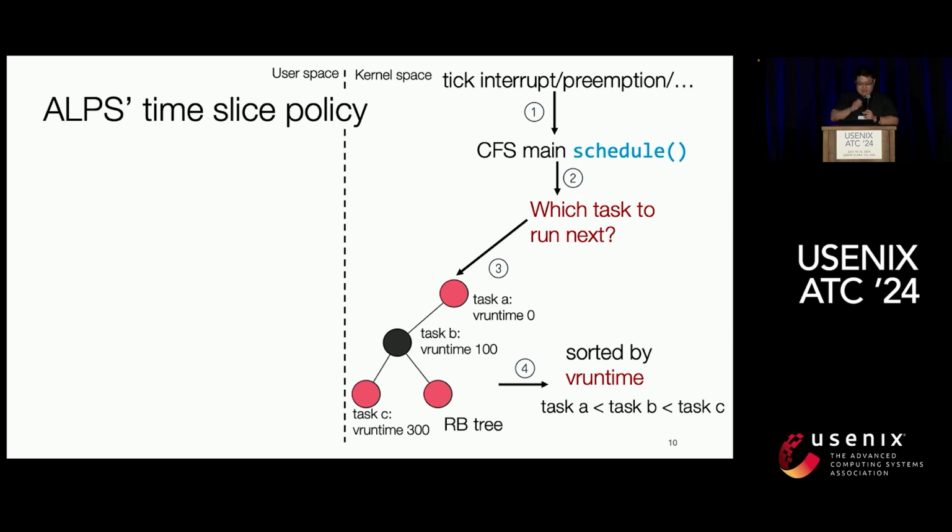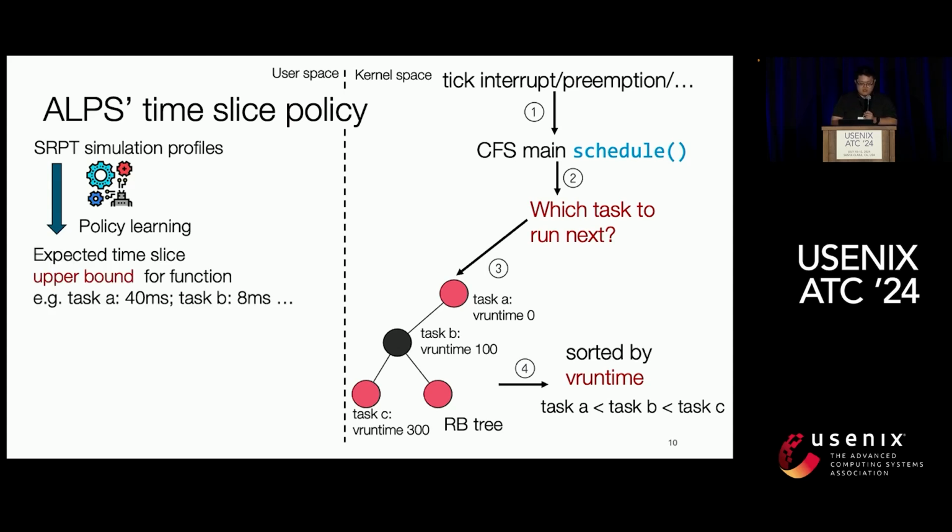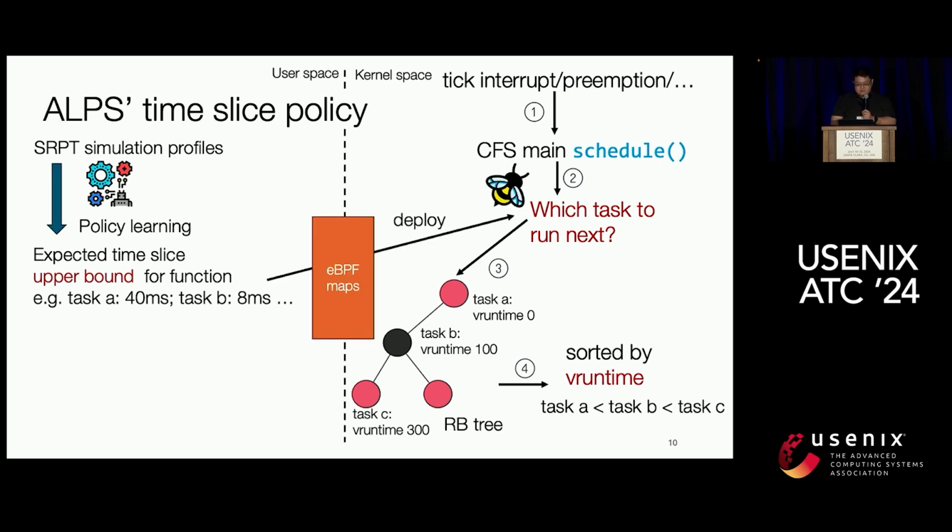Then let's see how our ALPS time slice policy could modify these logics. As mentioned, we were using the SRPT simulation profiles to learn our policy. The policy is essentially the expected time slice upper bound for different function types. For example, the task A upper bound time policy is 40 milliseconds, and task B is 8 milliseconds. Those upper bound values will be stored in the eBPF maps, and the kernel will deploy those policies by reading the values of the eBPF maps.